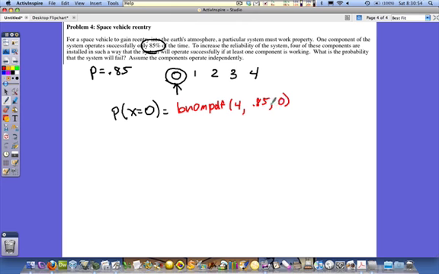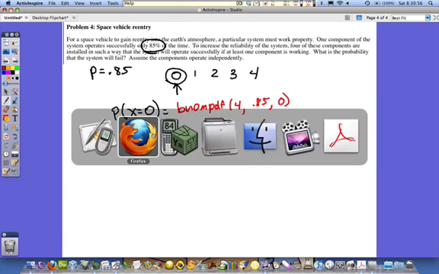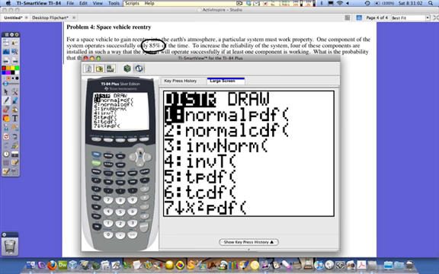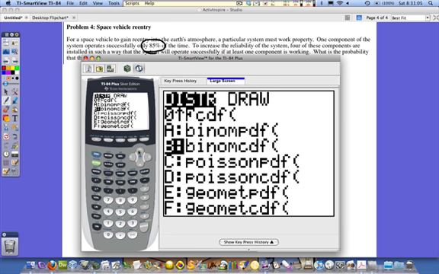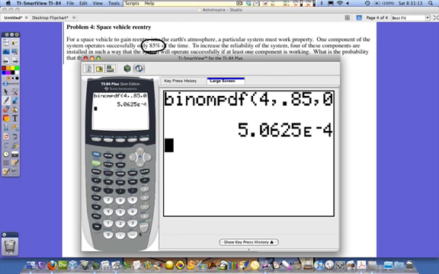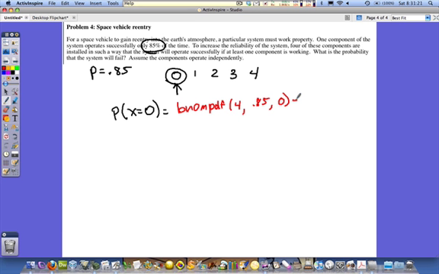And so you figure this out in the calculator. And let me put the calculator up here. Binomial PDF of 4, 0.85, 0 is, looks like 5.0624 times 10 to the negative 4th. So that's going to be our answer. Equals, make that black again, 5.0625 times 10 to the negative 4th.